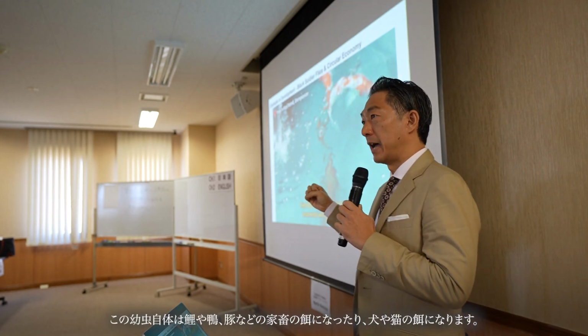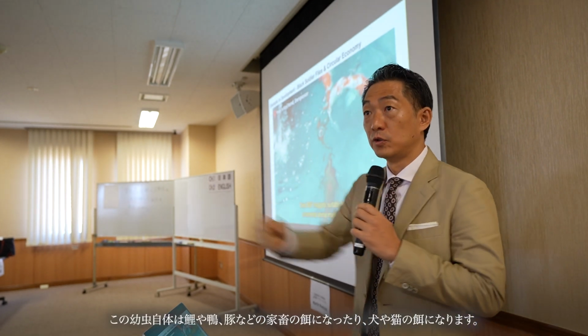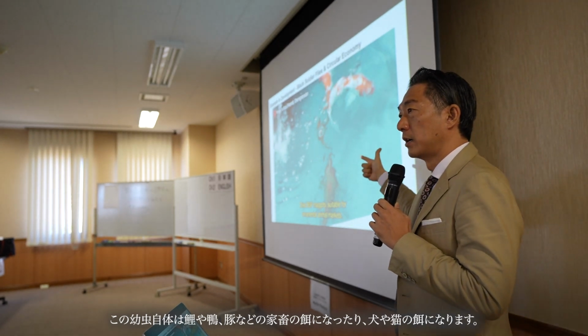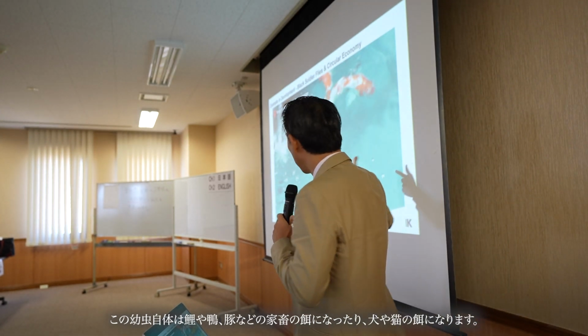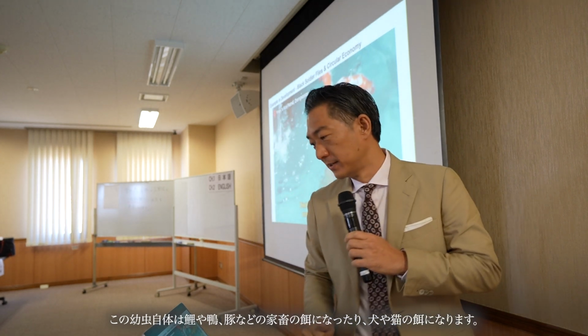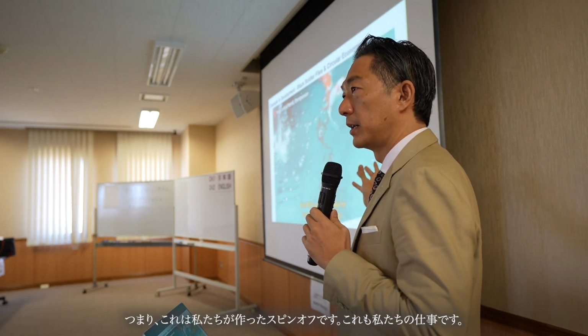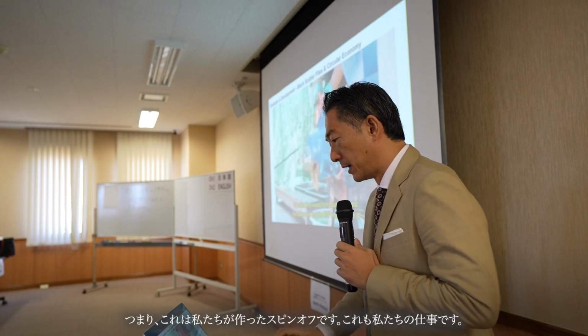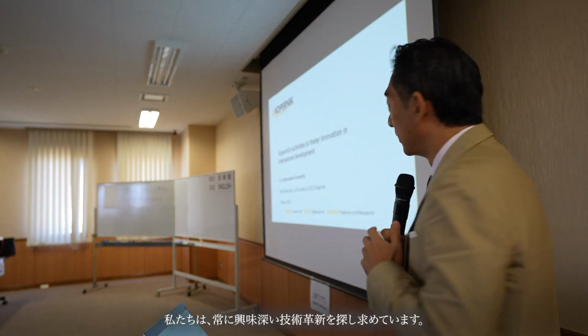And so these larvae become food for livestock, such as this koi, duck, or pig, or they're even creating for dogs and cats. So this is the third spin-off that we created. So that's what we do.